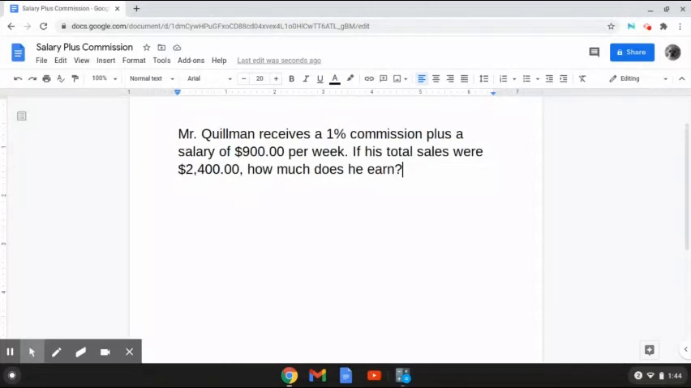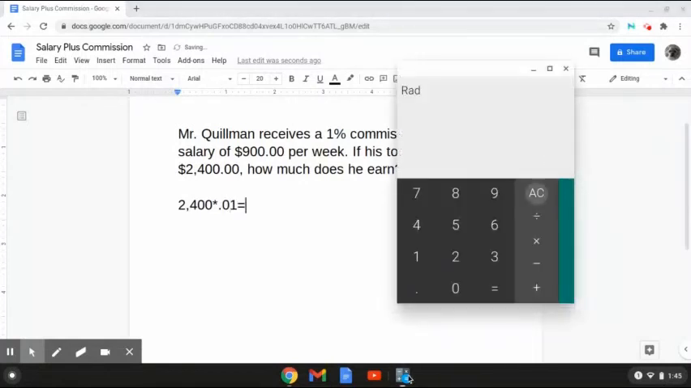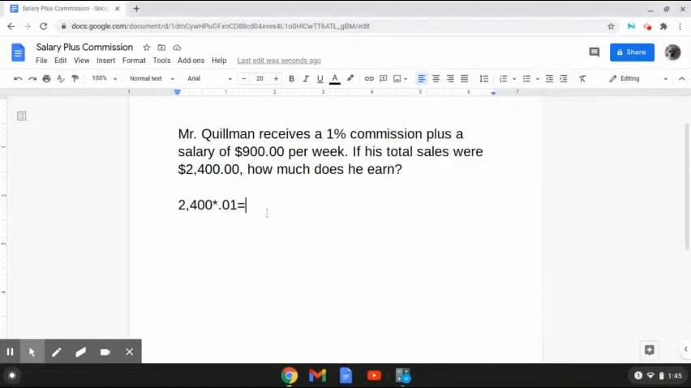Alrighty, so this last problem reads, Mr. Quillman receives a 1% commission plus a salary of $900 per week. If his total sales were $2,400, how much does he earn? So the way that we're going to solve this, and I probably don't need to explain it again, first we're going to take the total sales and multiply it by the commission rate. So 2,400 times, and remember, we need to change our percent to a decimal, so this will become 0.01. So 2,400 times 0.01. All right, that will give us $24.